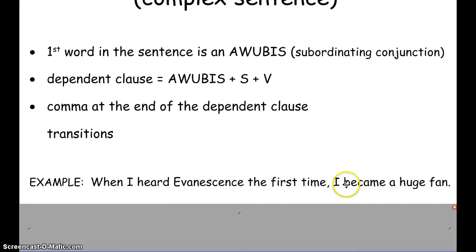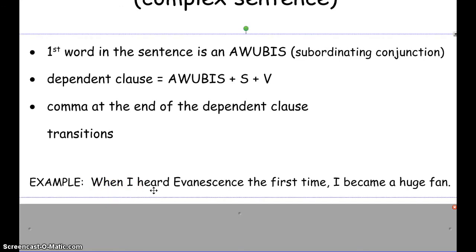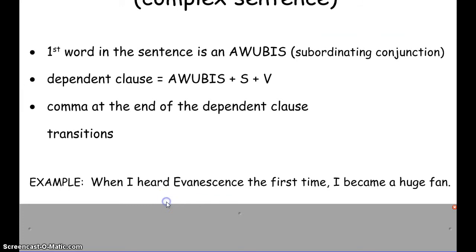So this part of our sentence is an independent clause. It's a complete sentence. This part is dependent upon the rest of that sentence in order to make sense. It doesn't make sense by itself. So we're looking for a sentence that has one of those awubises at the beginning, when. I could say after I heard Evanescence for the first time. But the main thing here is that there's a subject and a verb: I heard.